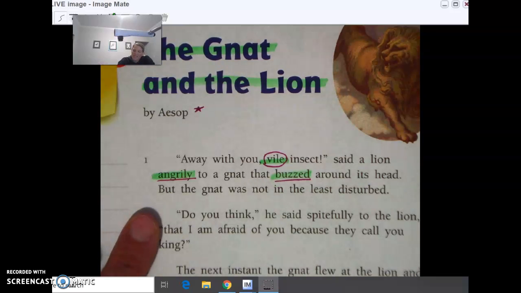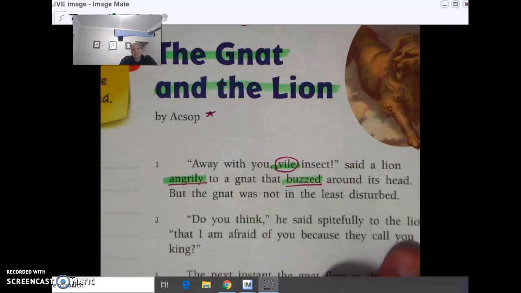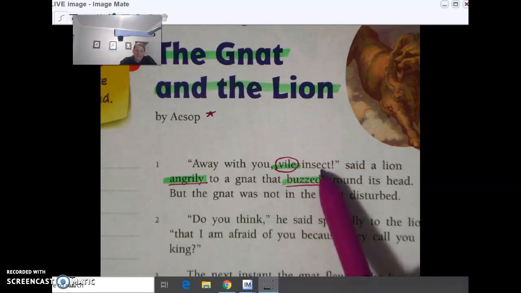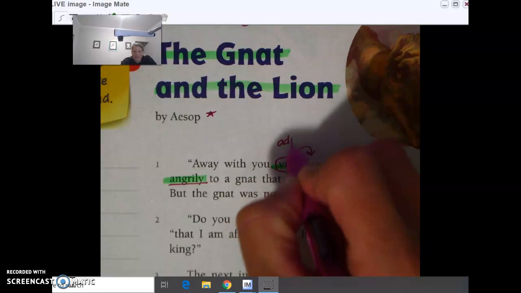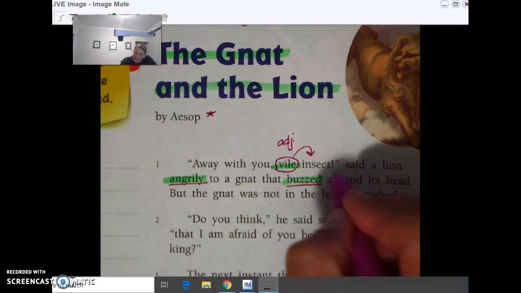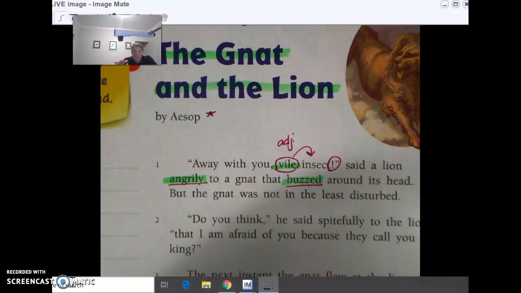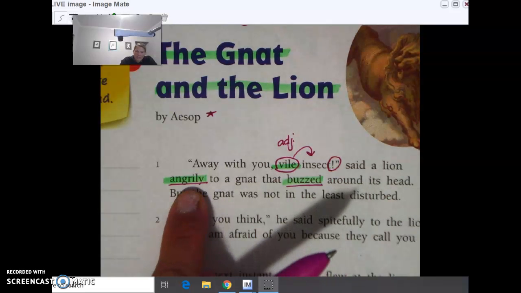But the gnat was not the least disturbed. Right now, we can see a lot about how these two animals, you remember we talked about characters, reveal to us about their character through their actions and their words. Through what the lion said, you vile insect, it lets me know that this word is describing the insect, so it's an adjective. I see an exclamation mark, which means this lion is saying this with some emotion, some expression, and he said it angrily.